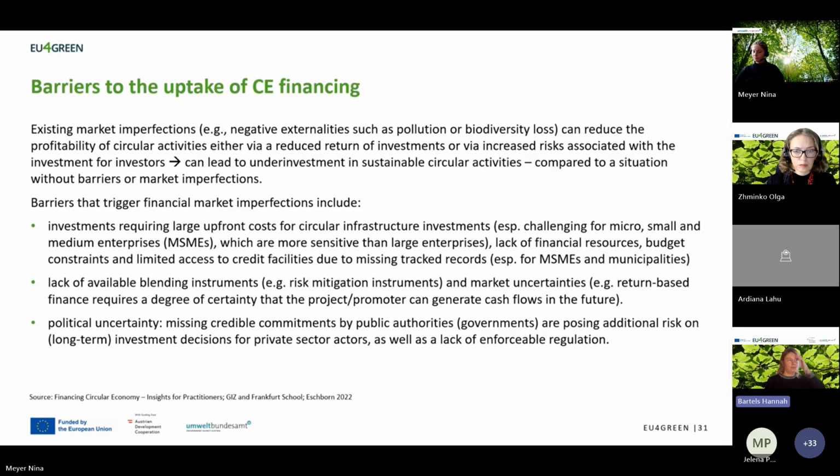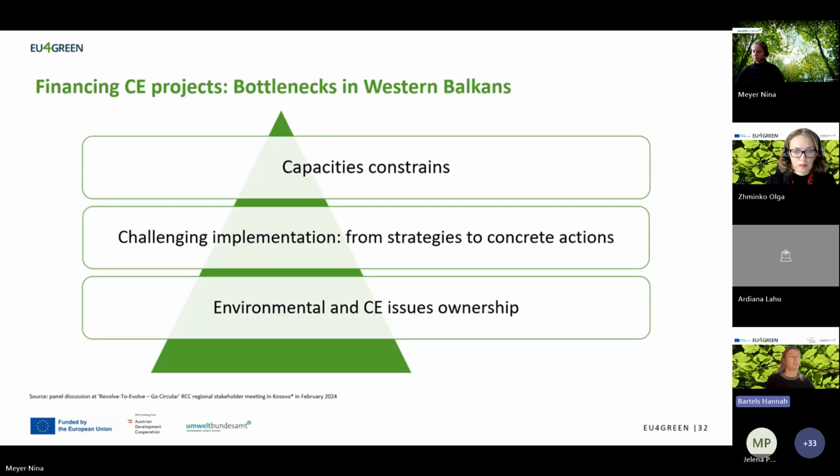And then on the next slide, we have some insights from a recent meeting that was hosted by EU4Green in cooperation with RCC on the issue of circular economy, relating to the motto Evolve, Go Circular. There were some particular bottlenecks identified for CE project financing in the context of the Western Balkans. But I think they're true for many, many regions.